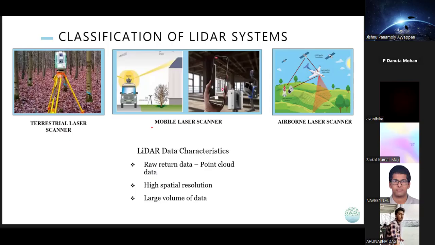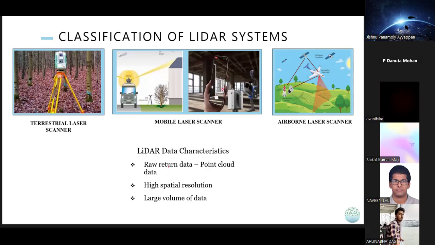Then comes the mobile laser scanner. Mobile laser scanners are basically mounted upon a moving platform, such as vehicles, cars. Nowadays, I think most of us even have iPhones, and if you have an iPhone, you can make measurements of an object. That basically uses laser technology there. So this shows how fast the technology has developed.